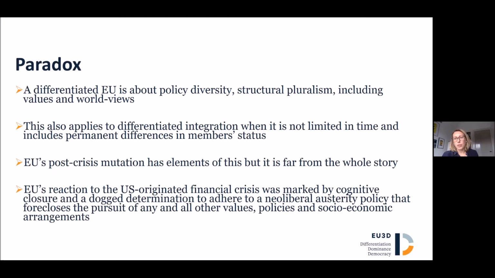So we start with a kind of paradox in the Eurozone crisis, or the crises that the EU has gone through in the last decade or so. If you think about a differentiated EU, and I think Sandra pointed this out quite nicely, and also Frank, about diversity and structural pluralism, a more differentiated EU will be a more diverse EU. The condominial notion covers this very nicely. And you saw this also from Frank's speech, that differentiated integration is very much about this type of diversity when it is not confined or limited in time, when it is really a reflection of a heterogeneity of preferences. Now, we can clearly see this in the EU's post-crisis mutation. However, we also see that after the initial stages there was quite a dogged determination to hold on to a particular approach. And there was a discussion whether this was ordoliberal or neoliberal.